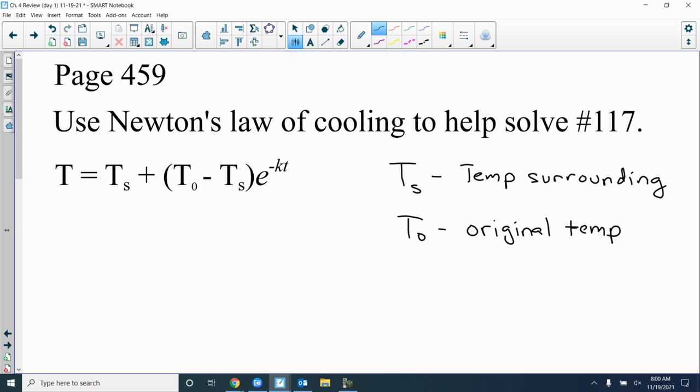All right, so what is the T sub S and what is the T sub 0? Okay, what's the original temperature of the thermometer? 75, right? What's T sub S, the temperature of the surrounding area? 20. All right, so T sub 0, I'm just going to list it over here, equals 75 degrees. T sub S equals 20 degrees. Now they're going to give you a scenario. You're going to use that to find K. First thing we want to do is find what the K value is.